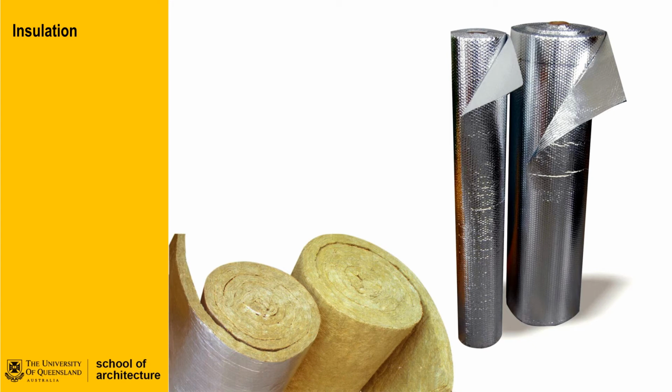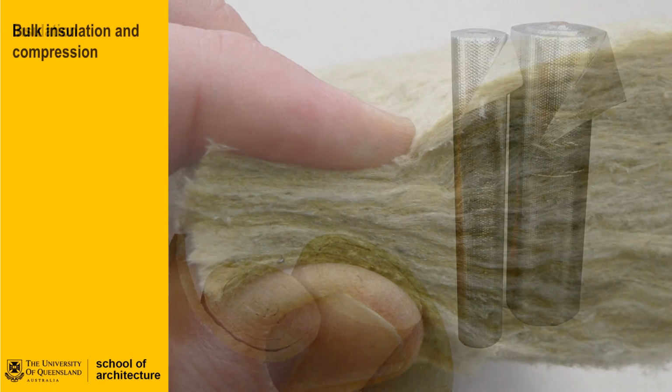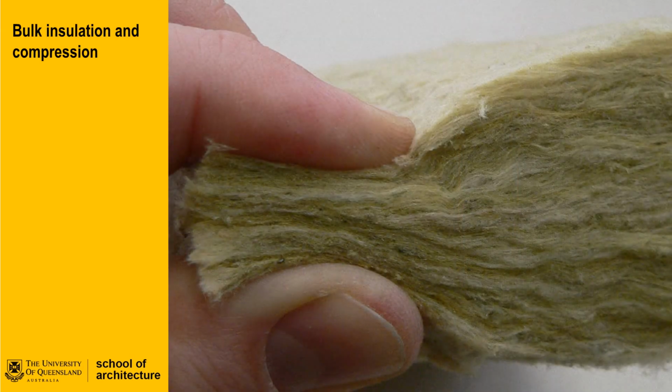Sometimes combination insulation types that incorporate bulk and reflective materials in the one product are used to match specific heat flow situations. It is important to note that bulk insulation does not perform to its stated R values if it is compressed. The effect of compressing the material reduces the amount of trapped air and thus reduces the material's effectiveness.